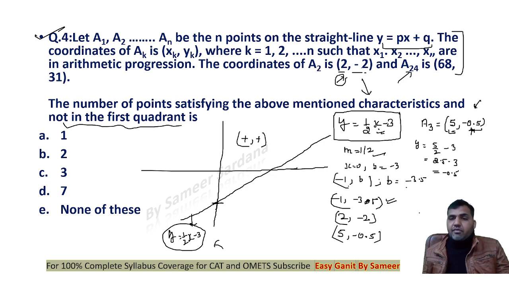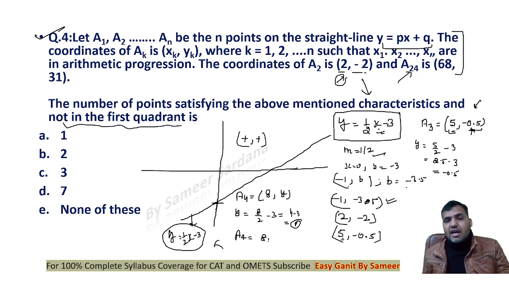And if I find out the coordinates of A4, you see that A4 would be 5 plus 3, that is 8, and y we do not know. Just put the value of x as 8 here. Y would be 8 by 2 minus 3. In the equation, this is 4 minus 3, 1. Now you see that here the coordinates of A4 are 8 and 1.